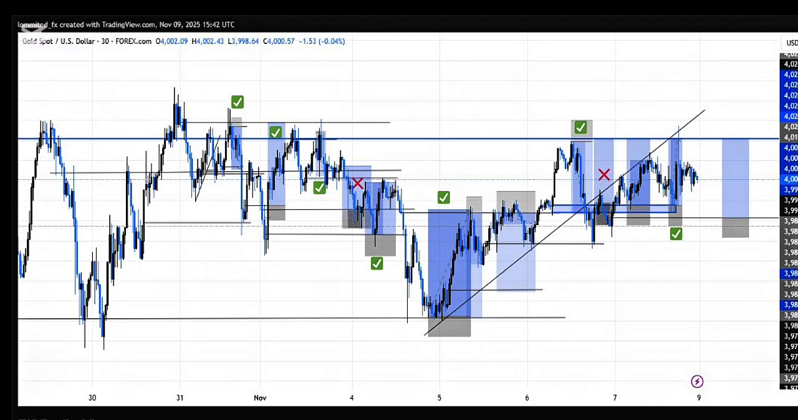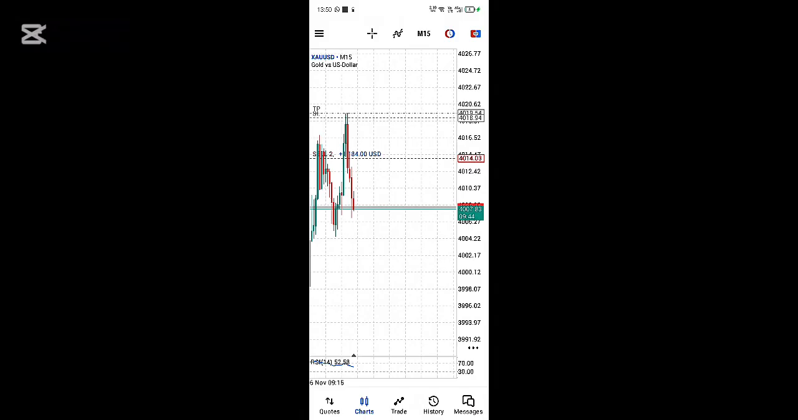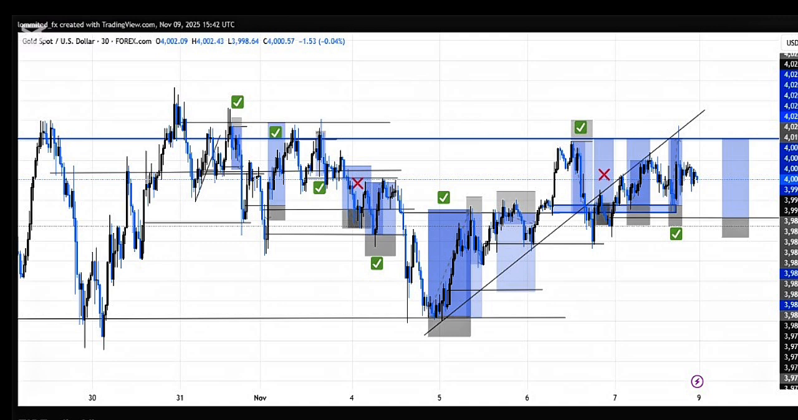Trading logic. Traders using this system look for the price to retest these zones. If the price breaks above a resistance zone, that zone often becomes new support. If the price breaks below a support zone, that zone often becomes new resistance.